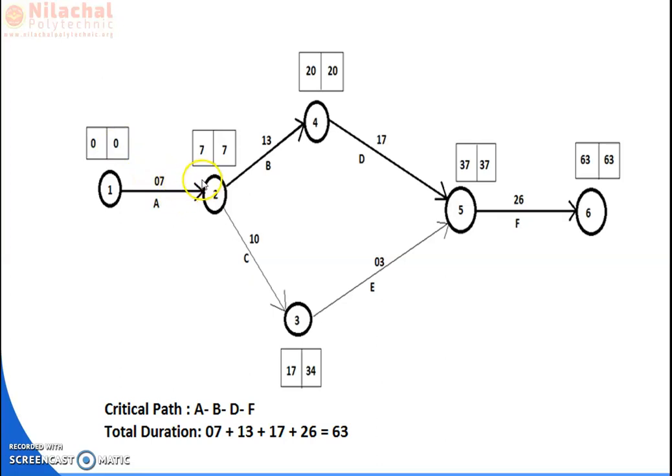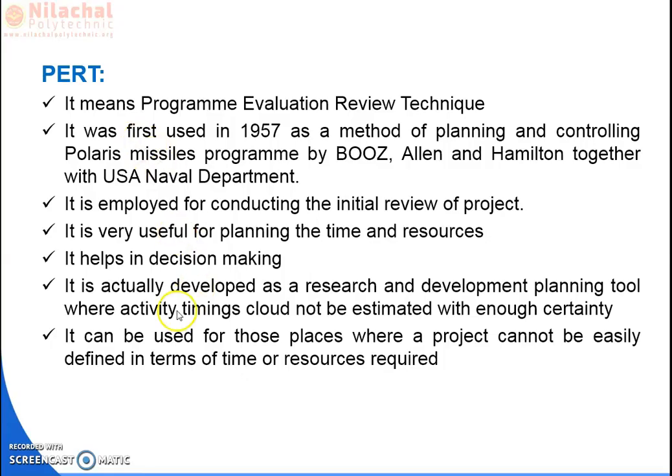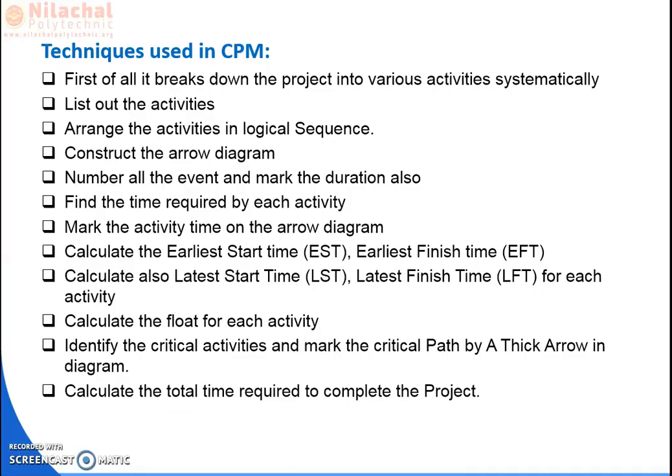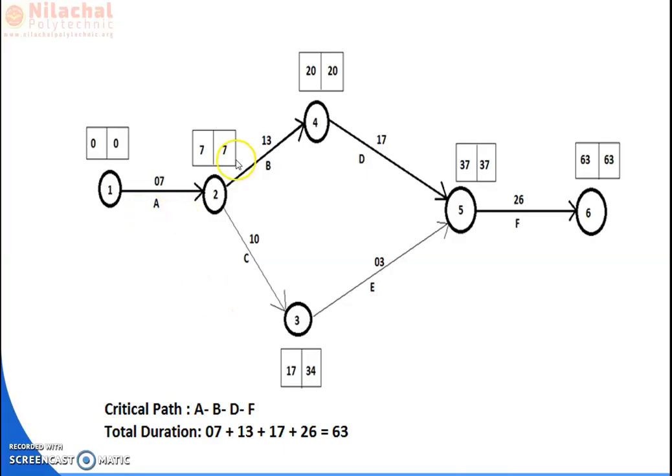Again, free float is 7 minus 7 minus 0, that is 0. Total float means 7 minus 7, 0, and 0 minus 0, 0.